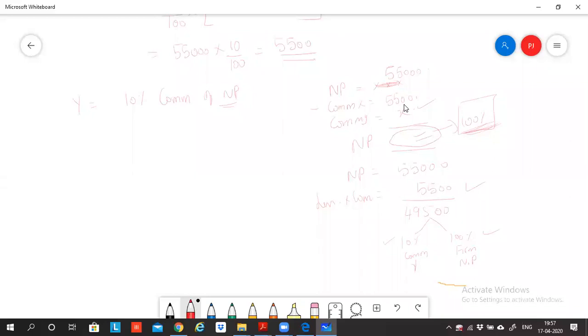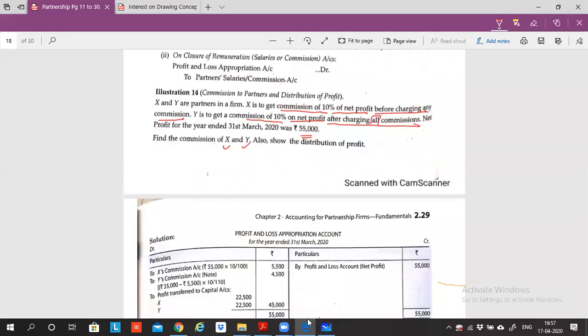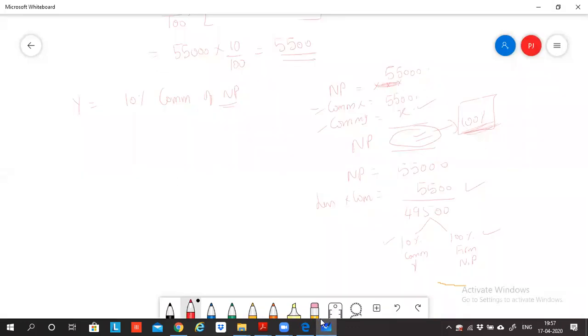Understood. They are telling that Y will get commission on net profit. Which net profit? That net profit after minusing both the commissions. The word you have to listen for here is all commission. He never said X commission alone. He said all commission, which means including Y's commission. Put the word all in a bracket and highlight it, very, very important. They could change the question by telling that Y will get 10% commission on net profit after minusing X commission. Then I can directly do 49,500 into 10%. But in this case, they told that I need 10% of this net profit, which is after minusing both the commissions, all the commission.